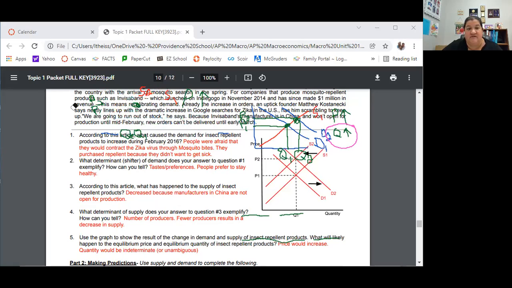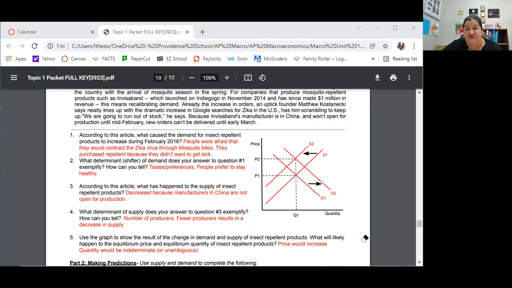Let me see if I can erase all this mess now. Okay, for some of you, that might be all you need. If all you needed was help with the double shifters, congratulations, you're done. The key is draw them out separately, draw the shift in demand, draw the shift in supply, drop the equilibrium, both points, and compare what happened to price and what happened to quantity.